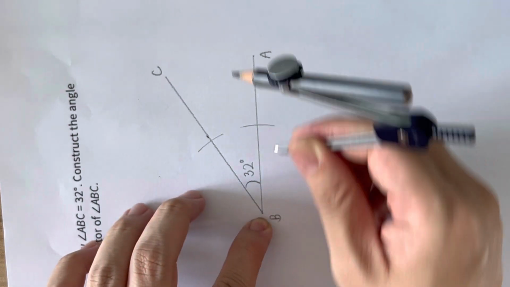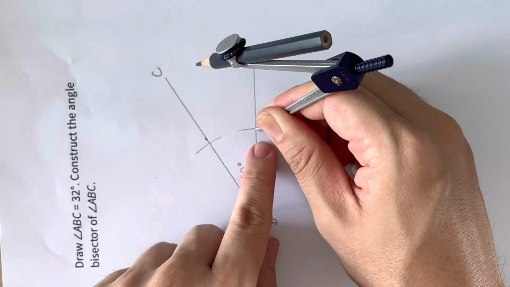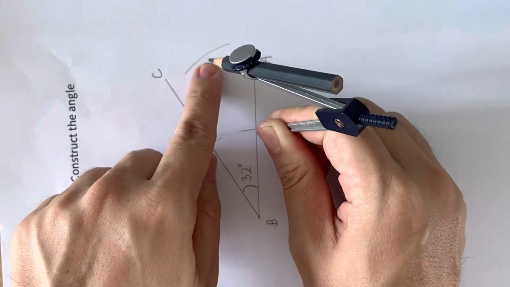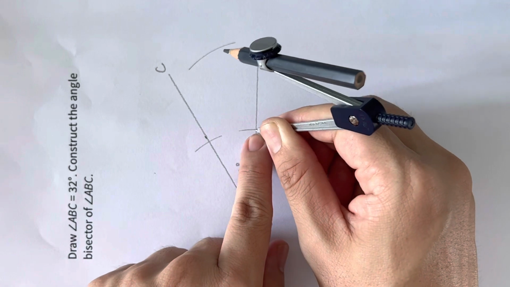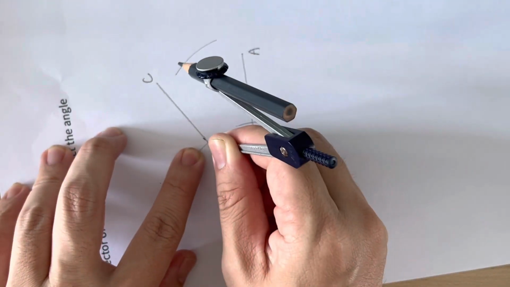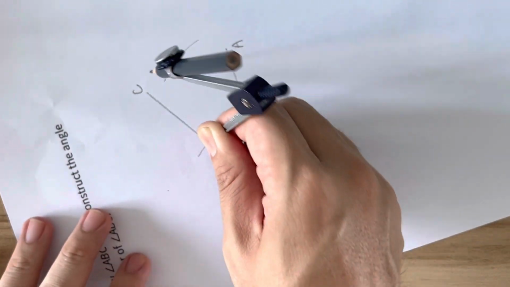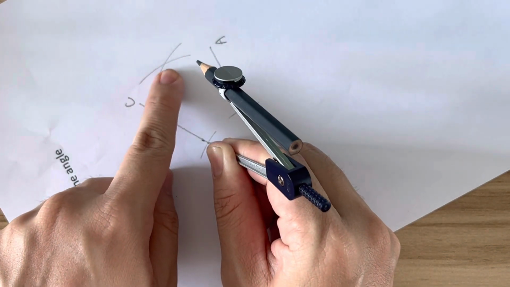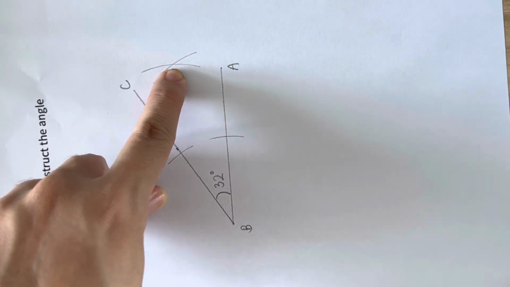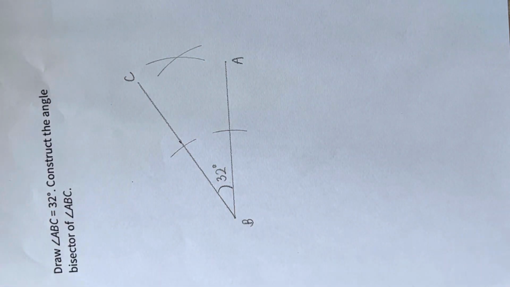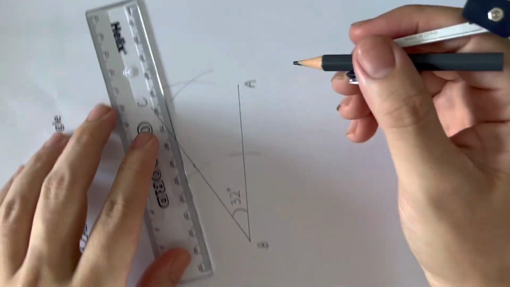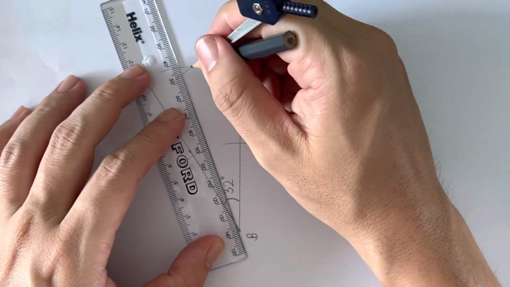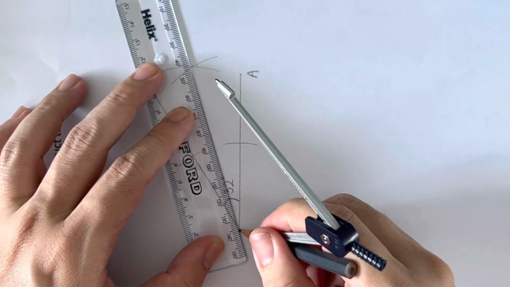Move the pointed tip to the intersection. Draw one arc. Move the pointed tip to the other intersection. And draw another arc such that it make an intersection with this arc. And now, the last step is simply to join the intersection.